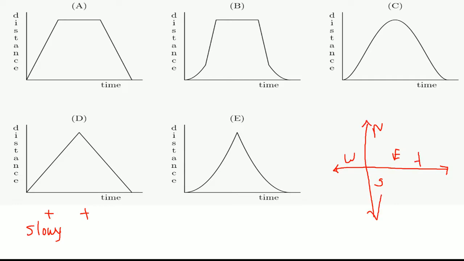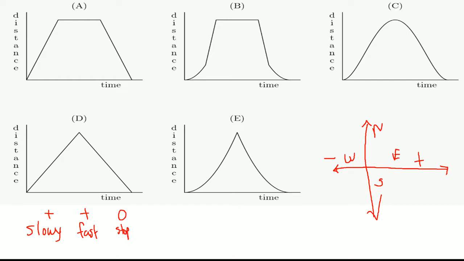So east is positive, west is negative. Okay, so he drives what? He drives east slowly, then he goes fast. Then he's at 0. He remains here at the mall. So he stops at the mall. Then he drives back home.